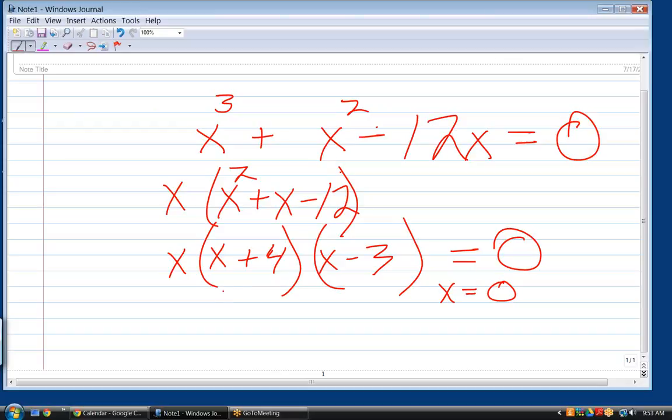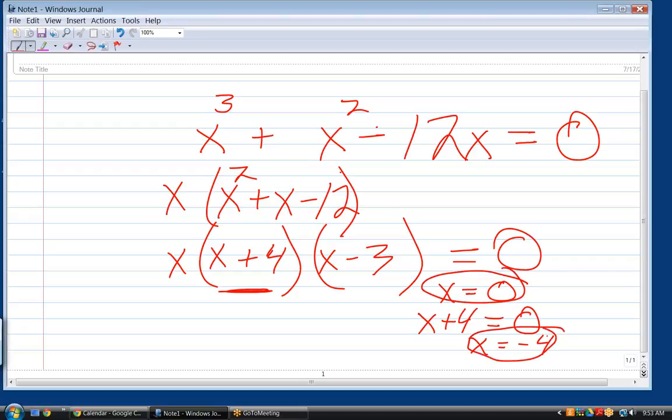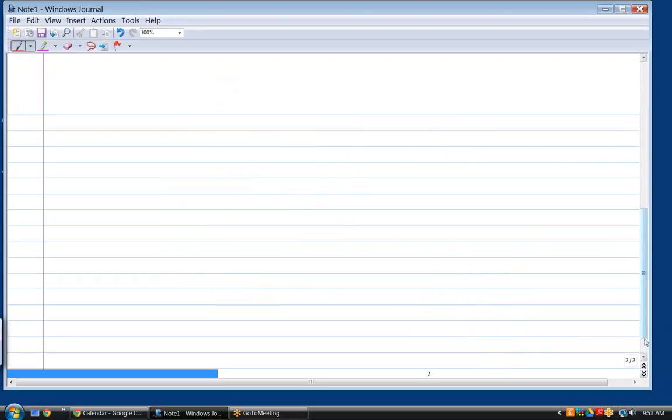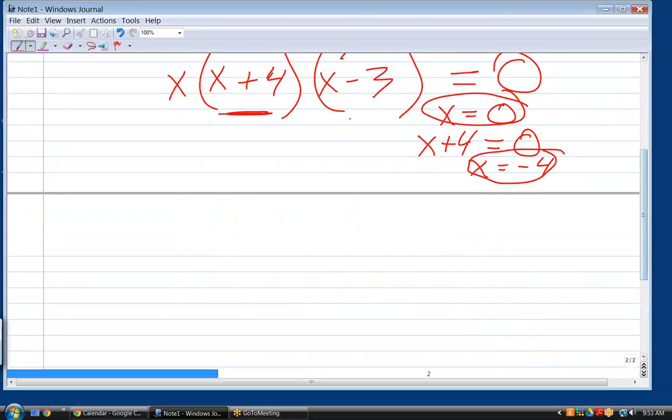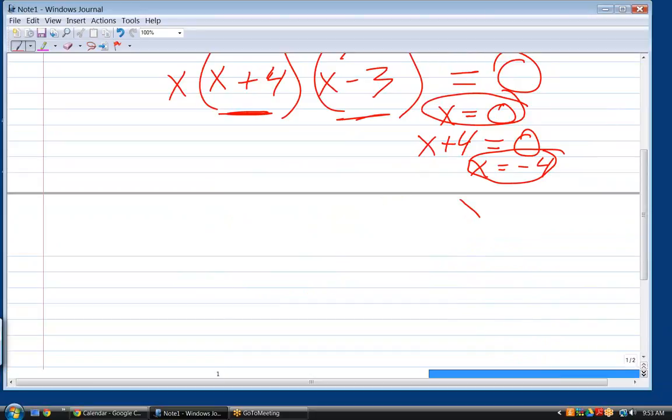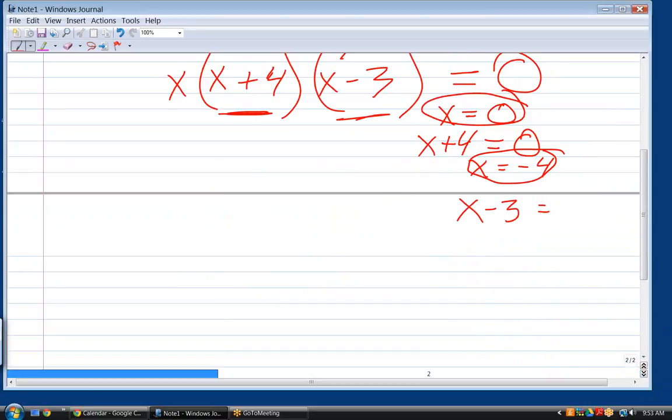Second solution, I'm going to take this quantity and set it equal to 0, and then solve, which means x equals minus 4. There's my second solution. And finally, I'm going to take the third quantity, set it equal to 0, x minus 3 equals 0, which means x equals 3. So those are my three solutions. X could be either 0, x can be minus 4, or x can be 3.